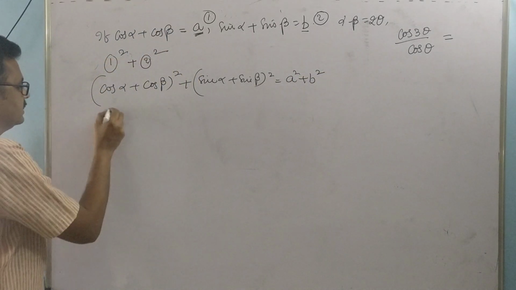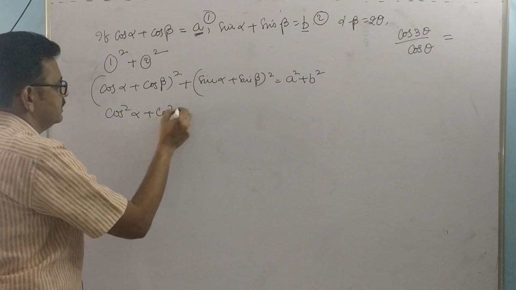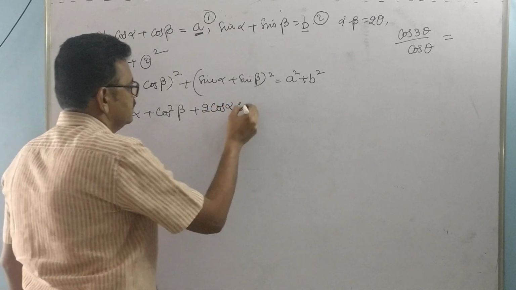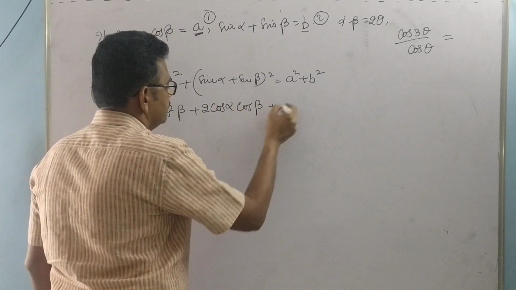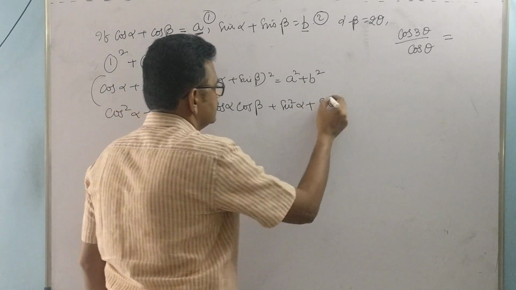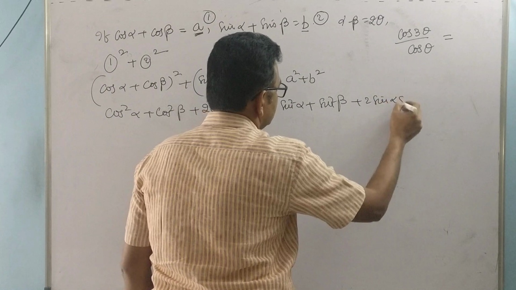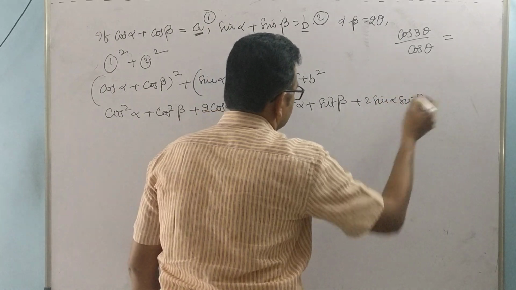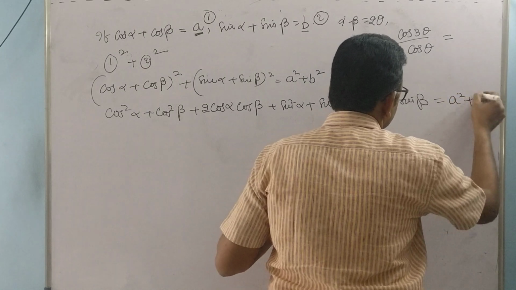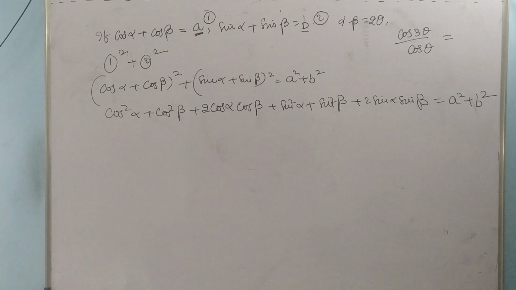Now, this is cos square alpha plus cos square beta plus 2 cos alpha cos beta, plus sin square alpha plus sin square beta plus 2 sin alpha sin beta. That is equal to what? A square plus b square, squaring and adding.